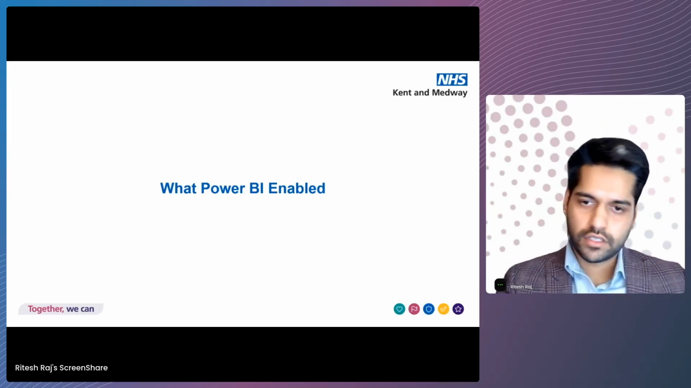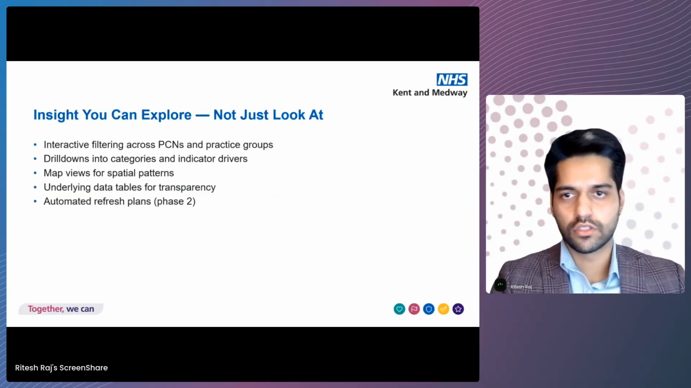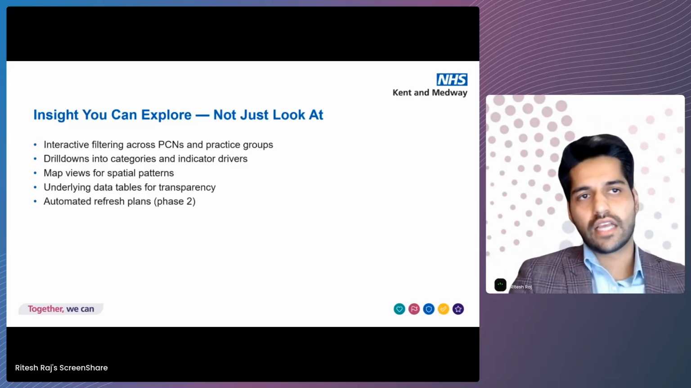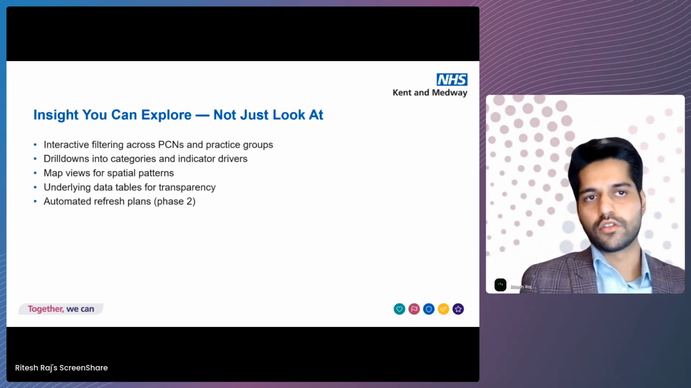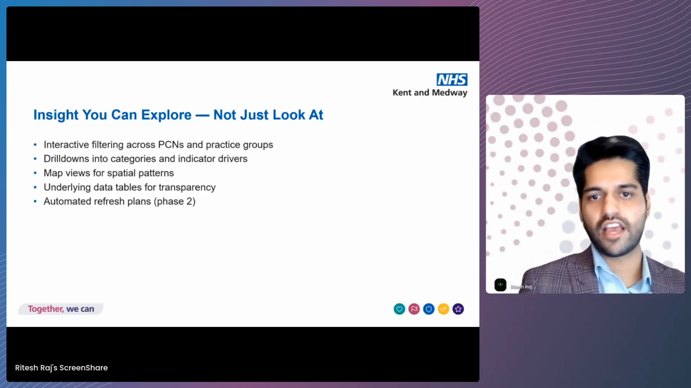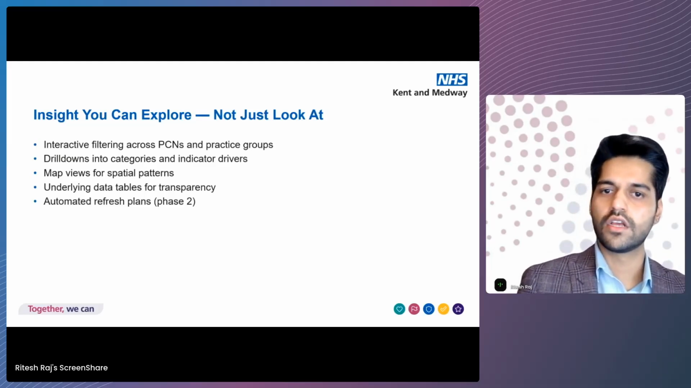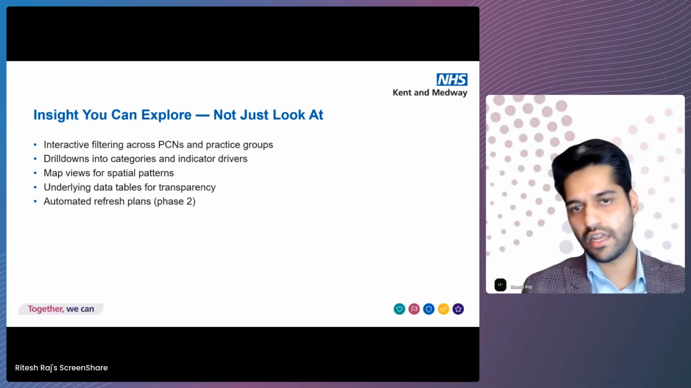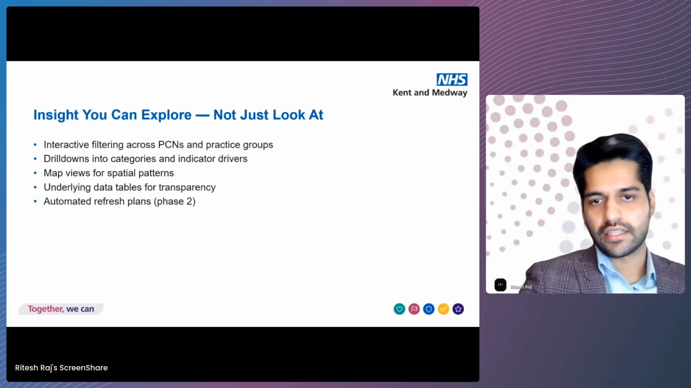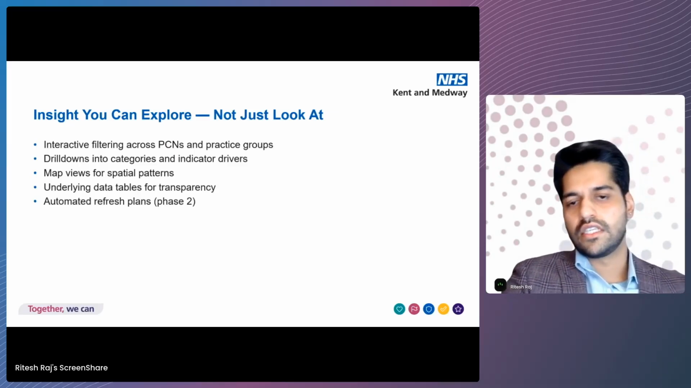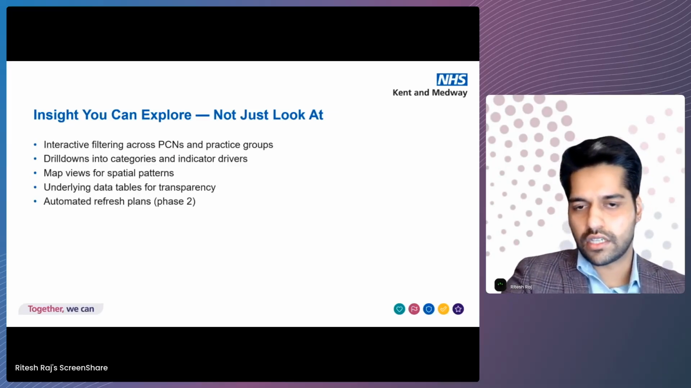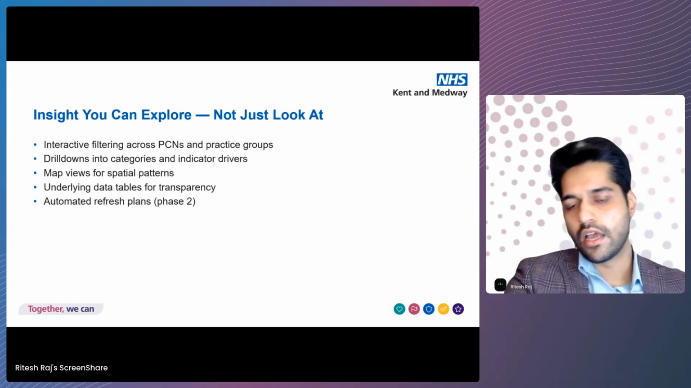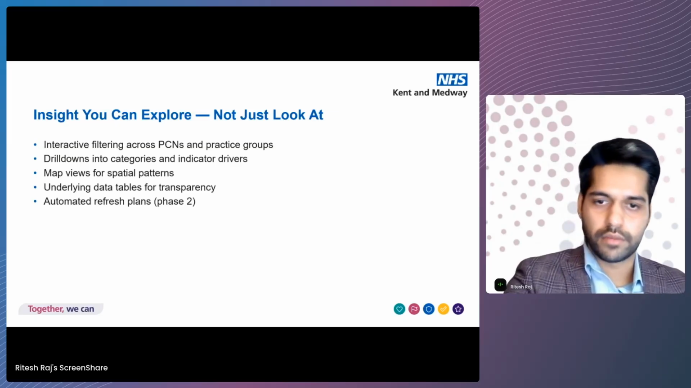I'm sure most of us have used Power BI or Tableau or similar tools. You know all the beautiful things and powerful things they can do. So a bit more insights you can explore, not just beautiful to look at. So interactive filtering, we have map views, which are incredibly powerful. You can see the clusters of emerging concerns and practices at PCN level, at HCP level, at practice level. And the users can also see the underlying tables, which builds trust and transparency and also reduces any dispute from the ground level when we approach with the care package further.